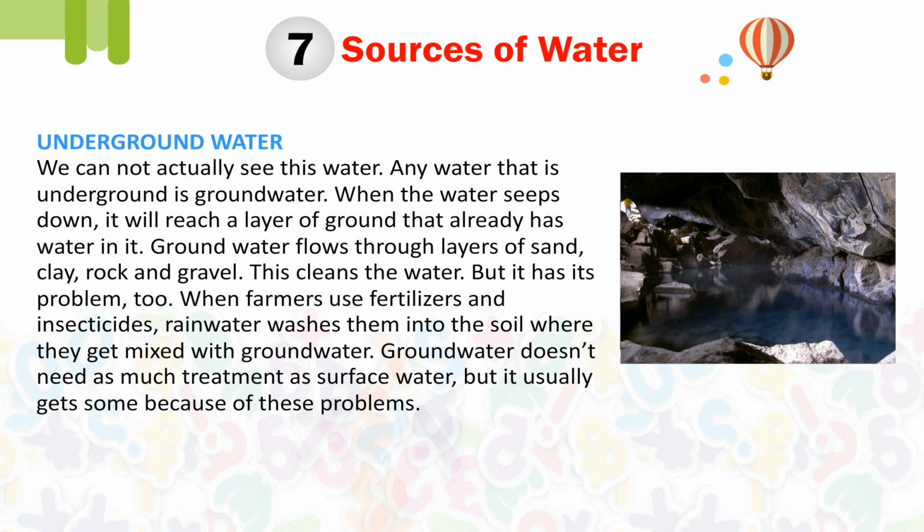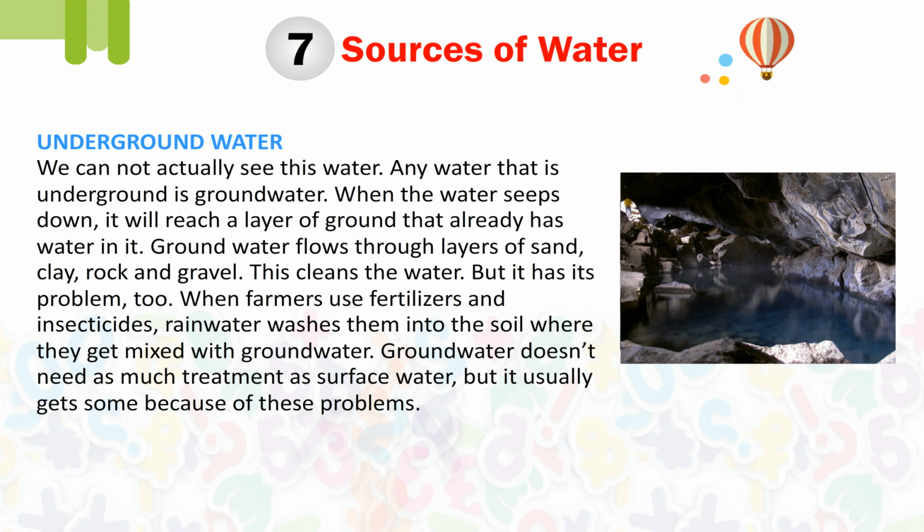Underground water. We cannot actually see the water. Any water that is underground is groundwater. When the water seeps down, it will reach a layer of ground that already has water in it. Groundwater flows through layers of sand, clay, rock and gravel. This cleans the water, but it has its problems too.